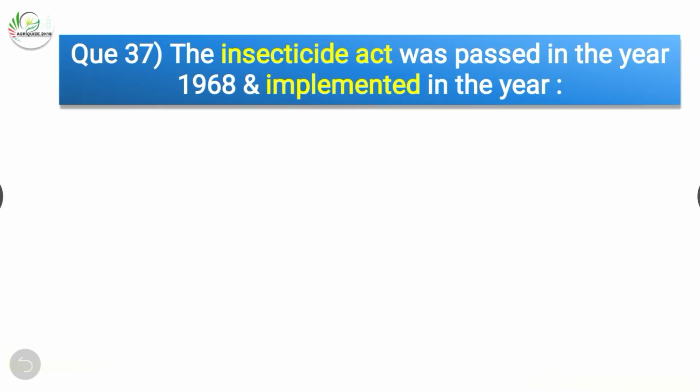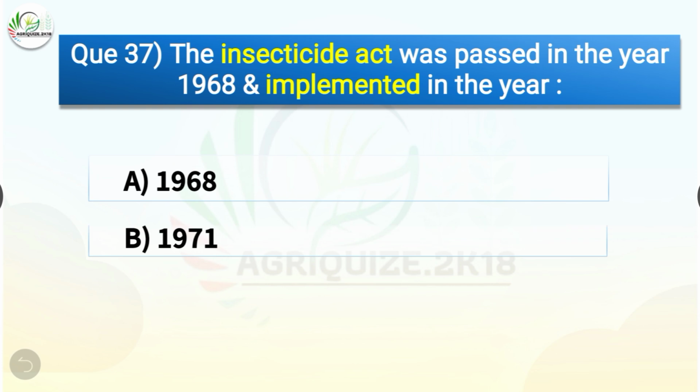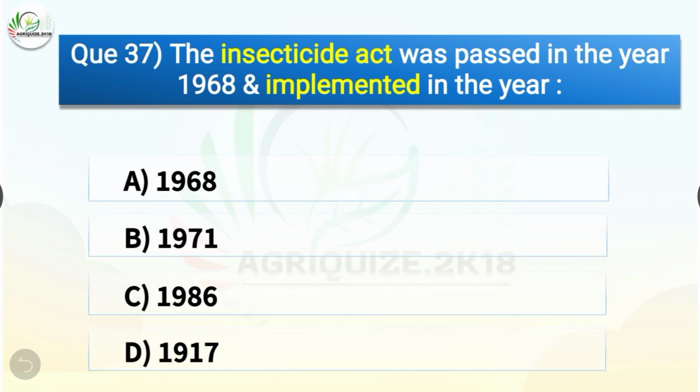Question number 37. The Insecticide Act was passed in the year 1968 and implemented in the year dash. The options are 1968, 1971, 1986 or 1917. The correct answer is option B, 1971. So the Insecticide Act was passed in the year 1968 and implemented in the year 1971.